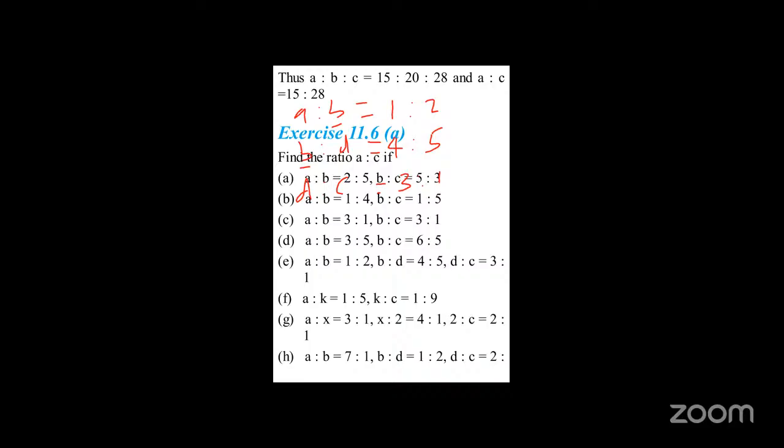In this case, when you look at the values, they are not the same, so we have to make them the same first. So on the lower side here we multiply by 2, and on the upper side here we multiply by 4. That gives us A ratio B equal to 4 ratio 8, and then B ratio D will be equal to 8 ratio 10.